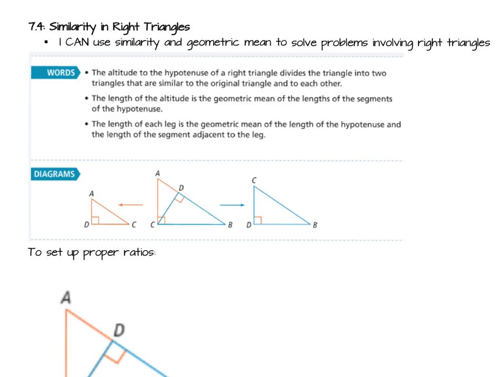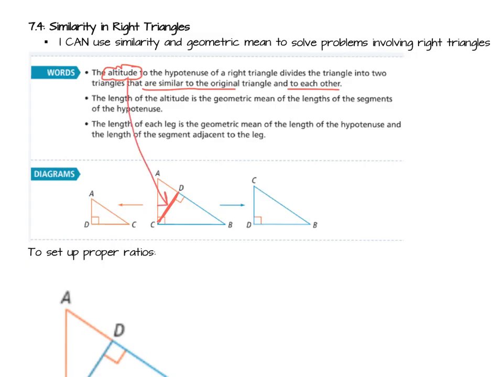Lesson 7.4, Similarity in Right Triangles. It says the altitude to the hypotenuse of a right triangle divides the triangle into two triangles that are similar to the original and to each other. So the altitude that we're looking at down below is the segment from C to D. That segment is the altitude.